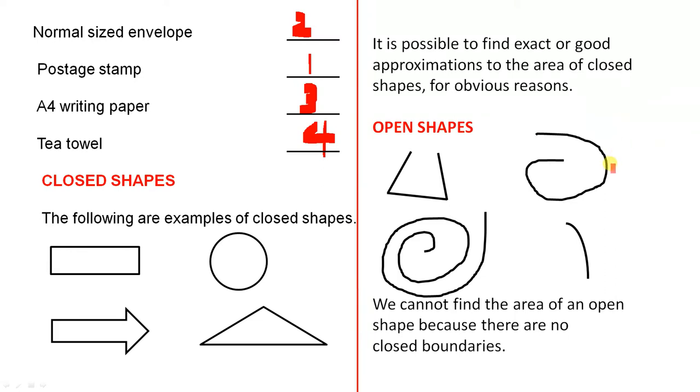Open shapes. 1, 2, 3, 4. Those 4 shapes are open. Because if you're placed anywhere inside this shape, you can actually find a way out. See that? Because there's no boundary, we can find a way out. That's why they're called open shapes. We cannot find the area of an open shape because there are no closed boundaries. So all these boundaries are open. There's a way out.